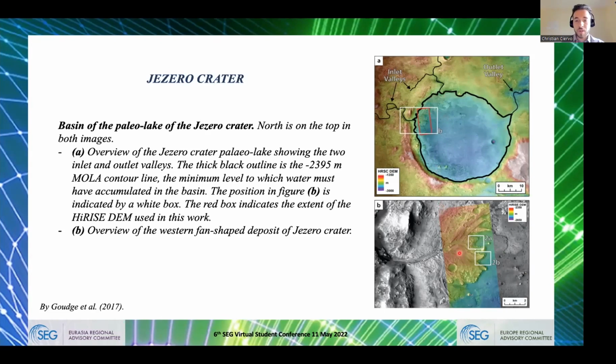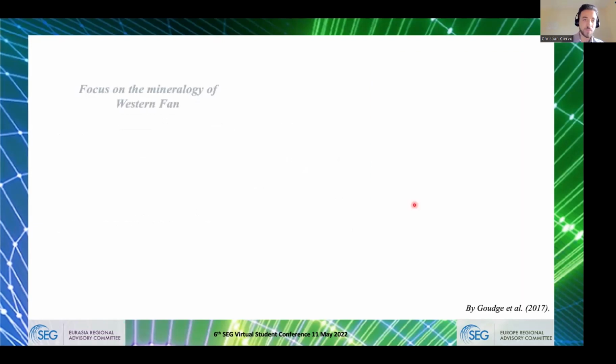As said before, here we have the digital elevation model of the enlargement of figure B. That is the overview of the western fan-shaped deposit of the crater. Now, as I said before, very important things are the mineralogy and the geological structures present in it. So now let's focus on the mineralogy of the western fan in the crater.